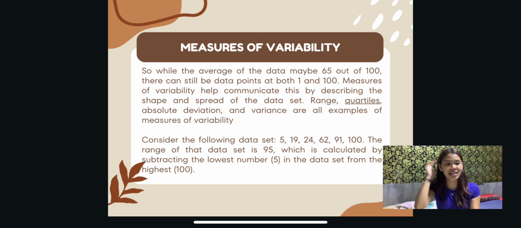So natay data set nga 5, 19, 24, 62, 91, and 100. So ang pinakagamay ang pagkuha sa atong range is subtract the pinakagamay nga number sa highest number. So ang may tabo 100 minus 5. So natay range nga 95.